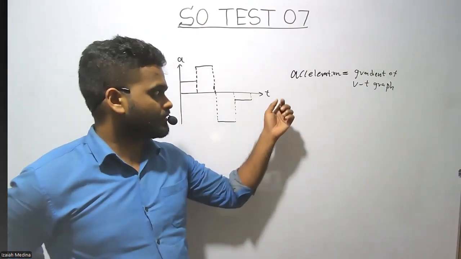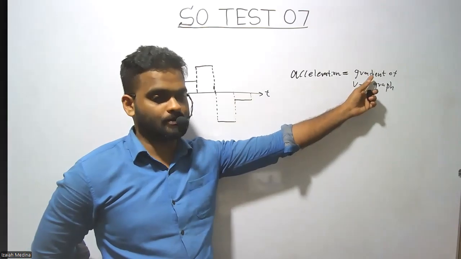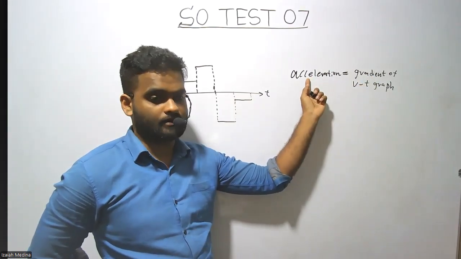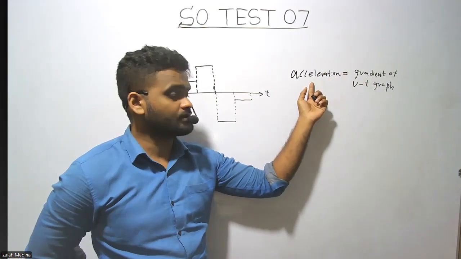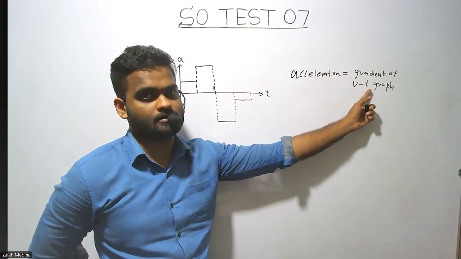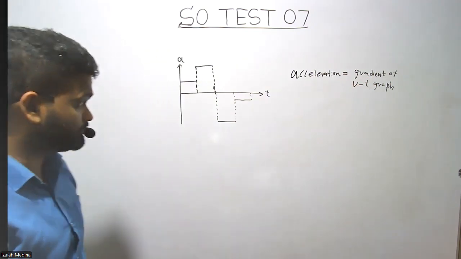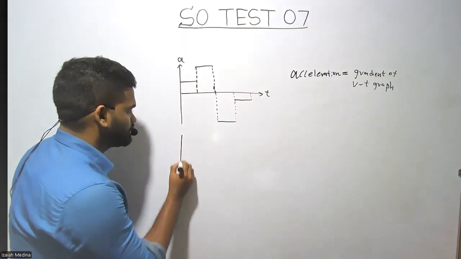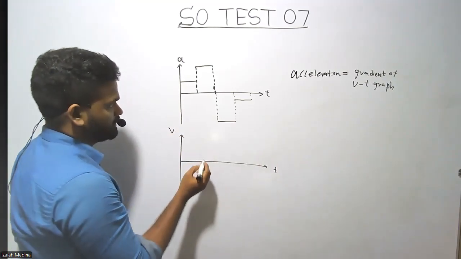Meaning acceleration could be positive, so the gradient should be positive. If acceleration is negative, the gradient is negative. If acceleration is constant, the gradient of the VT graph is constant. Right? Okay. So below that, I'll draw the VT graph. Right.